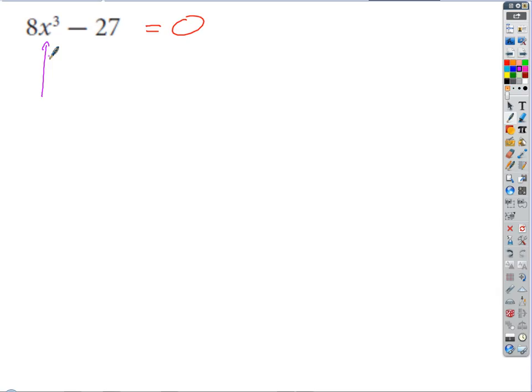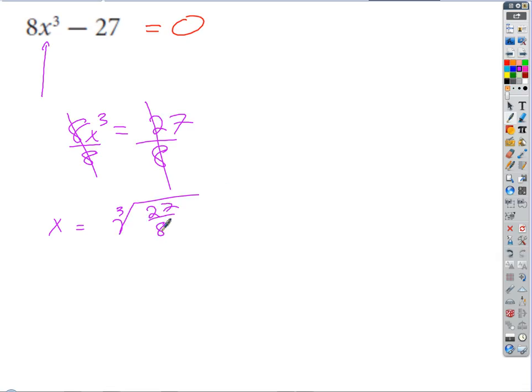Add 27, divide by 8, okay? I'm just working backwards through order of operations. So first I add and subtract, then I multiply or divide, and then finally a cube root. So x is going to equal the cube root of 27/8.